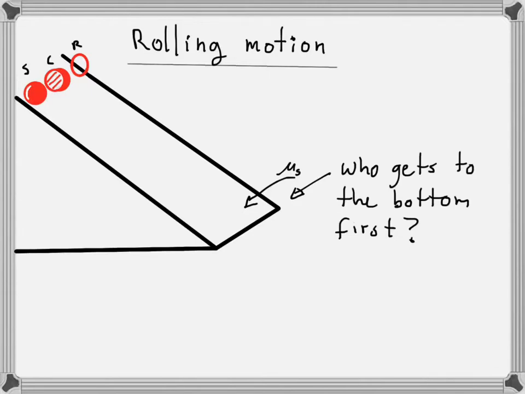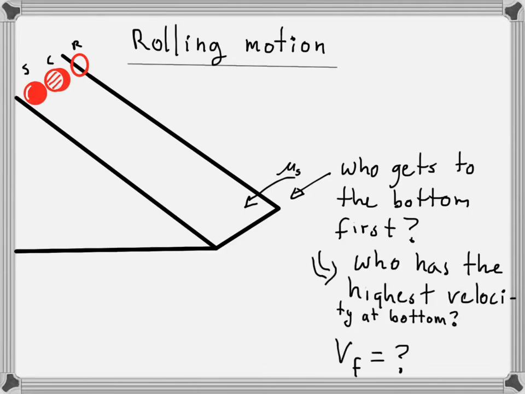Now, the question that we're going to try to answer here is which one of these three objects is going to get to the bottom of the incline first? Which is the one that wins this race? To answer this question, we can answer a very related question: which of these three objects reaches the bottom with the highest velocity? Which one has the biggest velocity at the bottom? That's a question about the velocity at the bottom of the incline.